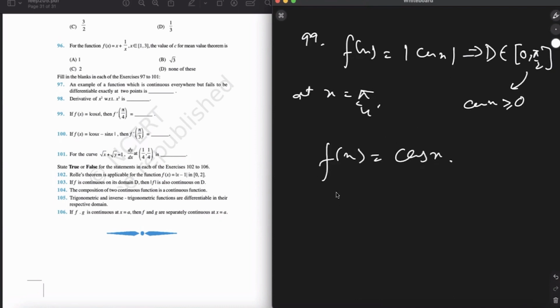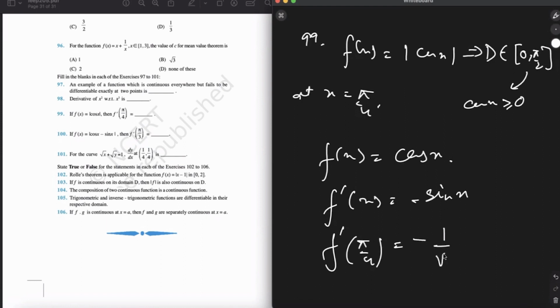So cos x, now I can differentiate it. Cos x will be minus sin x. If I put the value x equals pi by 4, I'll be left with minus 1 upon under root 2. See, the function had a mod in it, but the answer came out to be negative. See, this is the beauty.